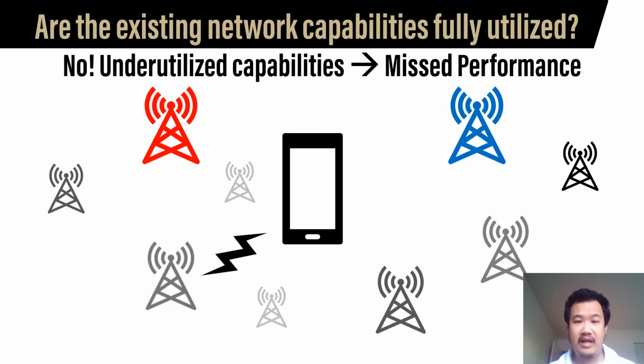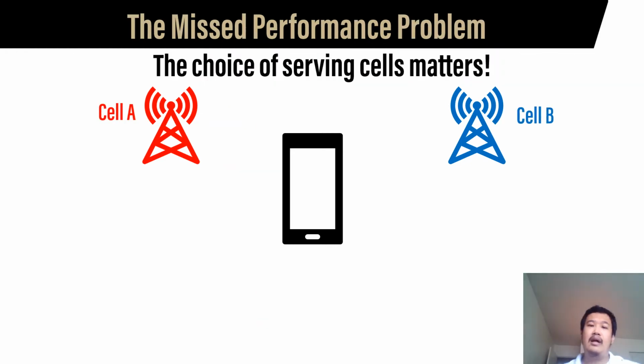In today's cellular network, a mobile phone at any location is often covered by a number of cells nearby. Each cell can be used to serve the device and provide radio access, but selecting different serving cells could lead to distinct data performance. As a result, the mobile device may miss higher data speed if the cell selection is not proper.